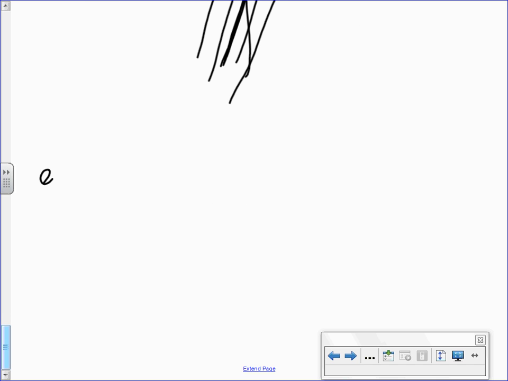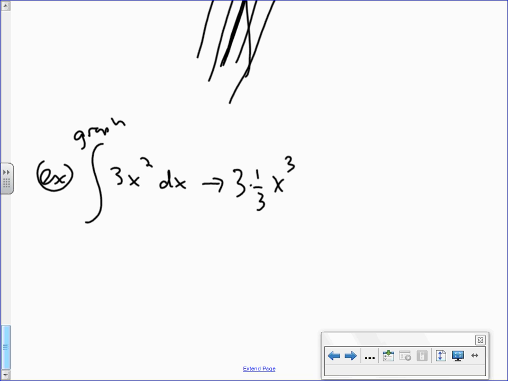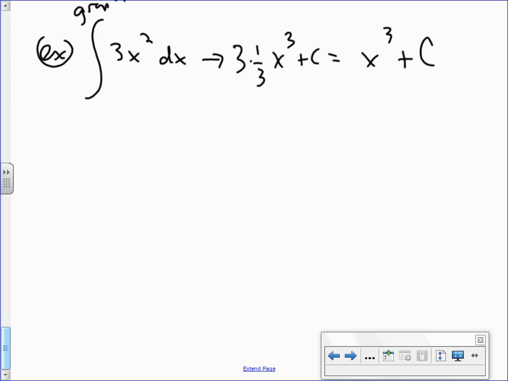So if I tell you to graph the antiderivative of 3x squared, I am asking you to graph x cubed. That's what I'm saying. The antiderivative of 3x squared is x cubed. There was a 3 here, there's a 1/3 here. Those cancel out, and you get x cubed plus c.